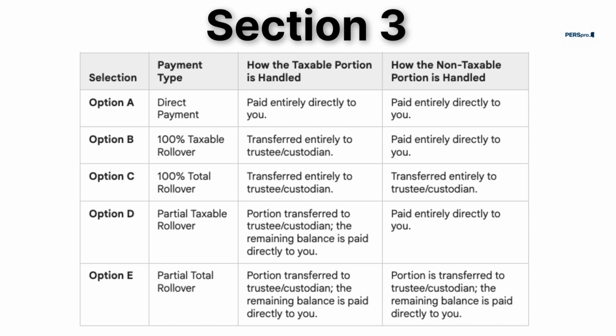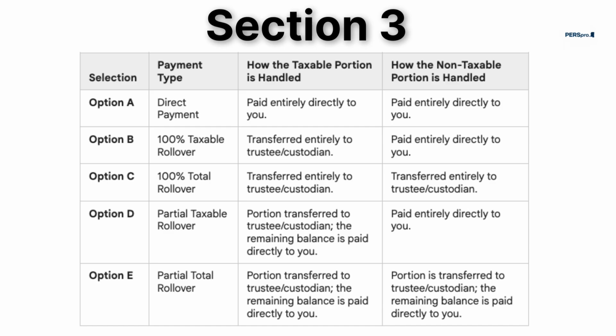Option C, 100% direct rollover transfer of taxable and non-taxable distributions. PERS will directly transfer the entire partial lump sum to a trustee or custodian of an eligible retirement plan. The trustee or custodian must keep the taxable and non-taxable portions of the rollover separate.